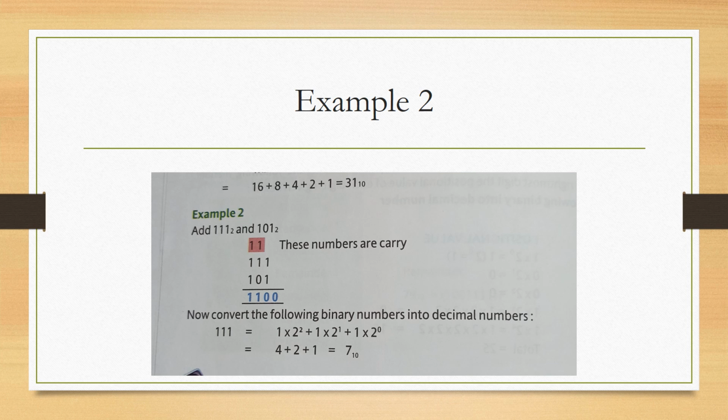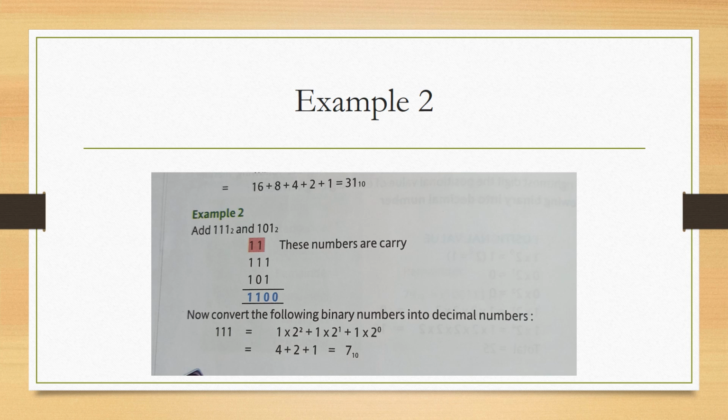Starting from the right side, 1 plus 1 is 10. With the carry over 1, the next number is again 1 plus 1, that is 10 with the carry over 1. Now we have three ones. 1 plus 1 is 10, plus 1 is 11. So we got 1, 1, 0, 0.